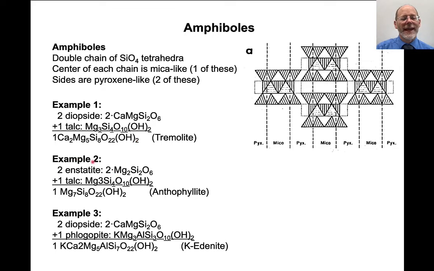Similarly, if you take enstatite, 2 pyroxenes, and talc, and you add them together, then you get the amphibole anthophyllite. And if you really want to do a true mica, if you take 2 diopside and 1 phlogopite, so now this is magnesium end member biotite, and you add them together, you get a not so common amphibole called potassium edenite.